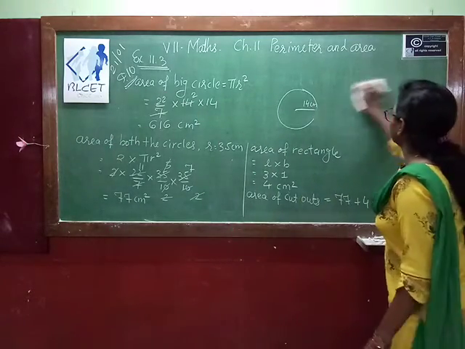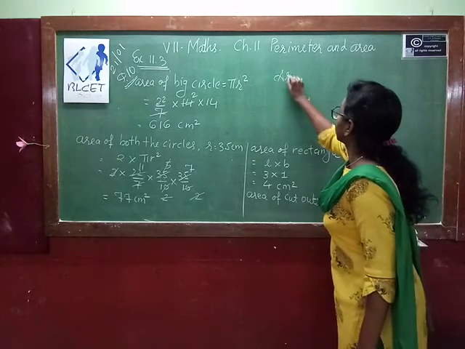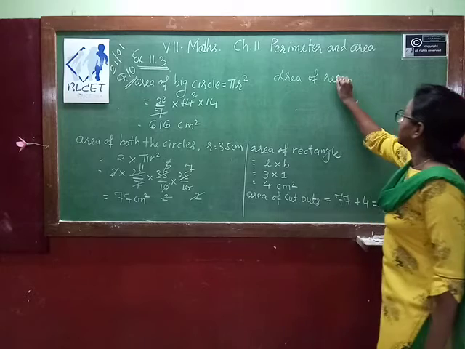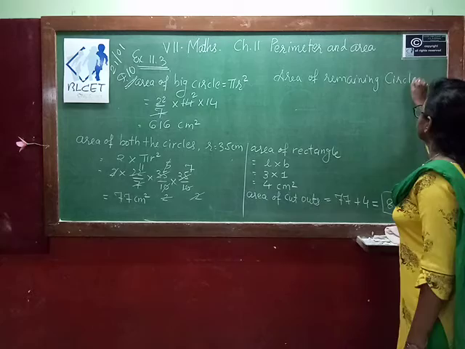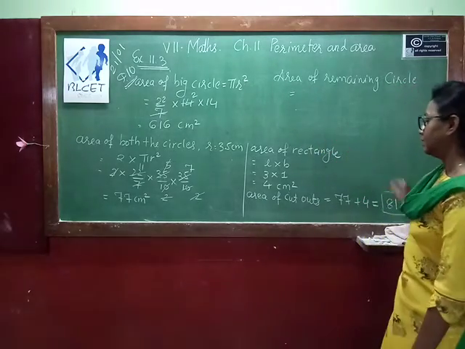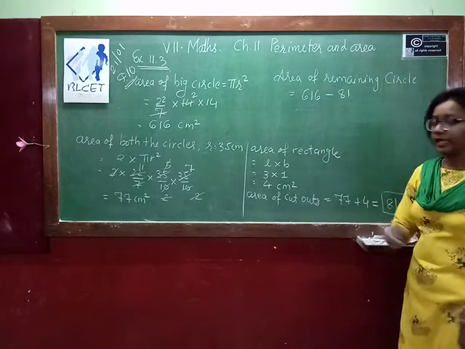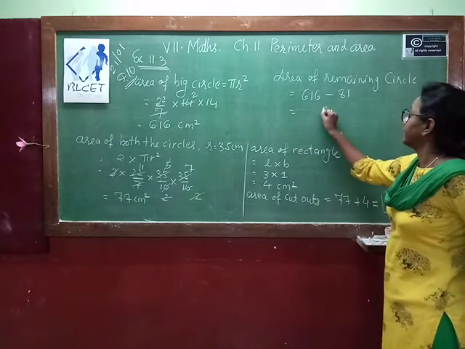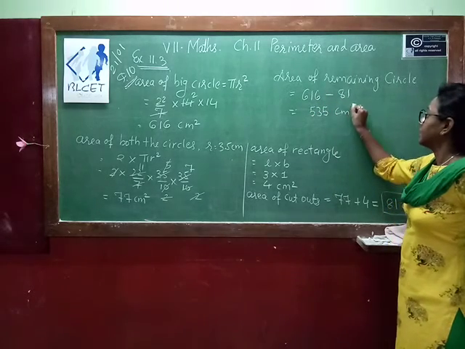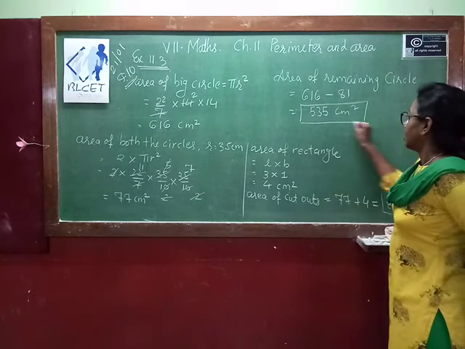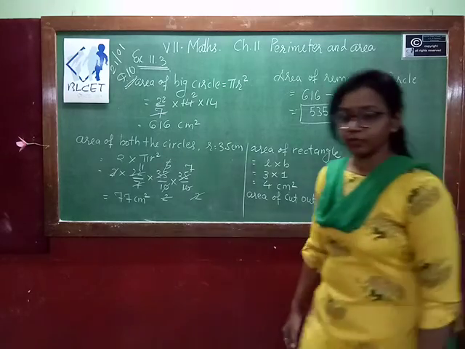So what we can say now? The area of the remaining circle is equal to the total, that is 616 minus the cutouts. Do the subtraction. 6 minus 1 is 5. 10 minus 8 is 2, plus 1, 3. 535 centimeter square. This is the area of the remaining circular cardboard. So this way we can solve question number 10. Move on to the next question.